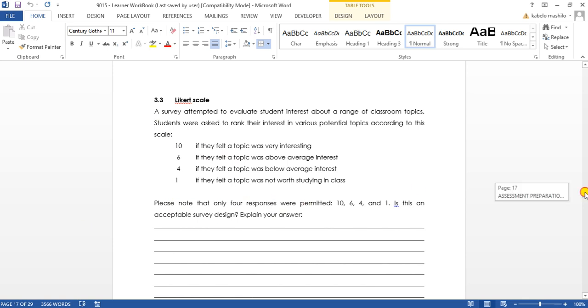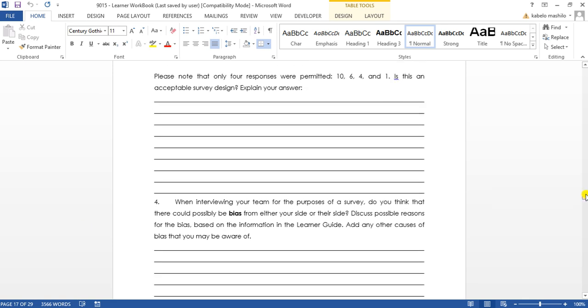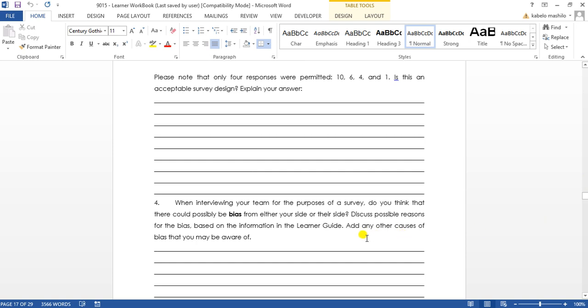And then, when interviewing your team for the purpose of your survey, do you think that they could possibly be biased, either from your side or their side? Discuss possible reasons for the bias based on the information in the learner guide and any other causes of bias that you may be aware of.